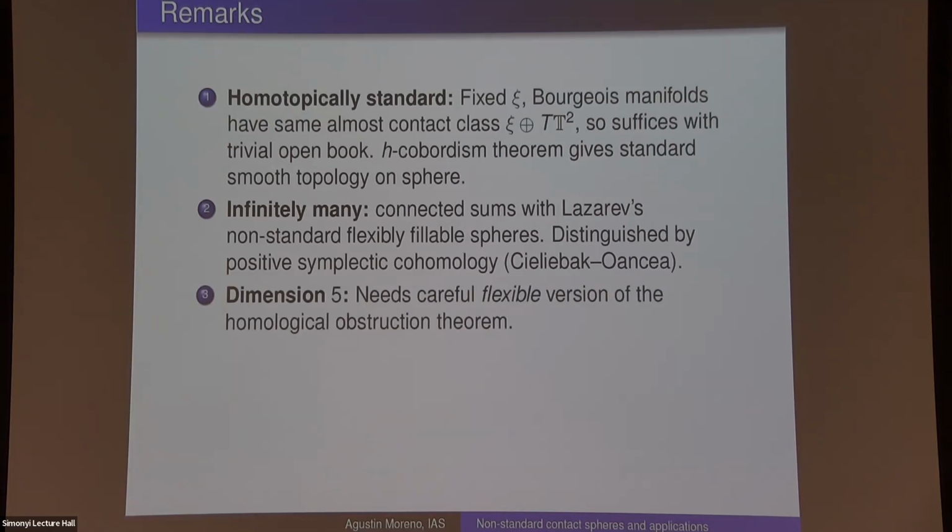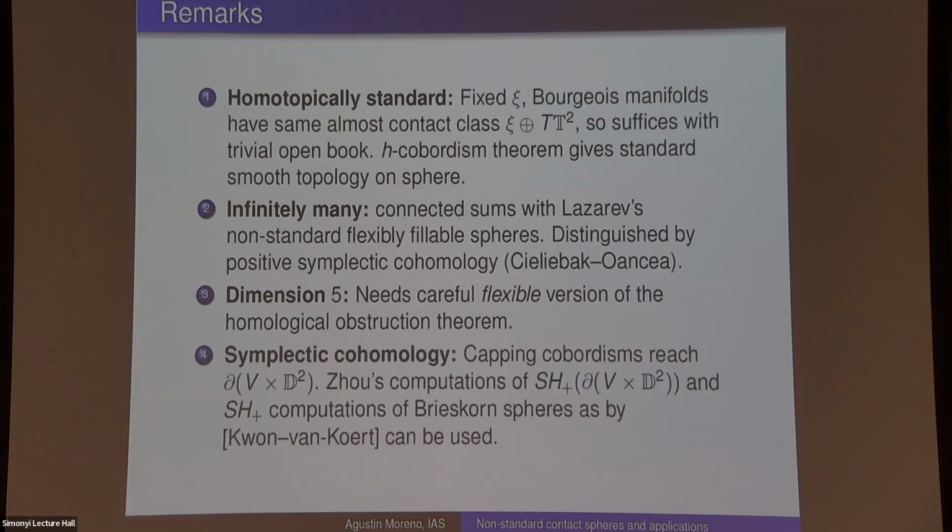Dimension 5: everything that I did before was for dimension at least 7 because we needed subcriticality. Dimension 5 needs a careful, flexible version of the homological structure, so for flexible as opposed to subcritical handle attachments. So dimension 5 is rather special.